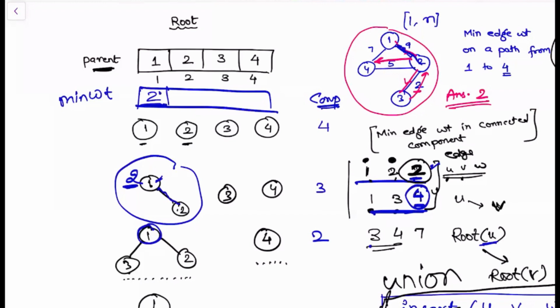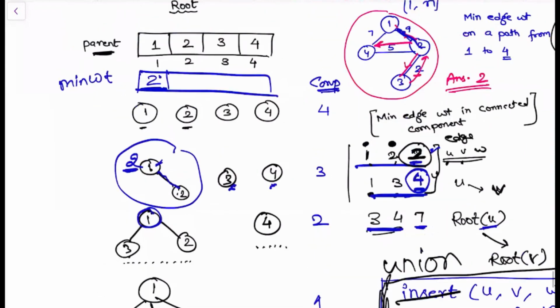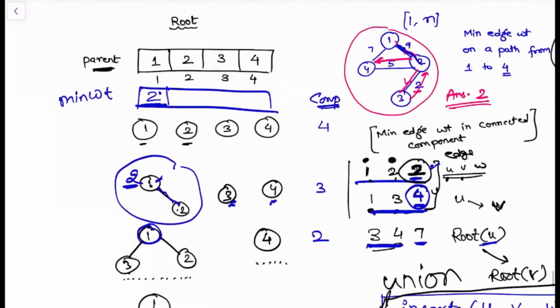Next, you are joining 3 and 4. When you are joining 3 and 4, between them the edge weight is 7. So when we connected 3 and 4, wait, I think I am processing different queries.